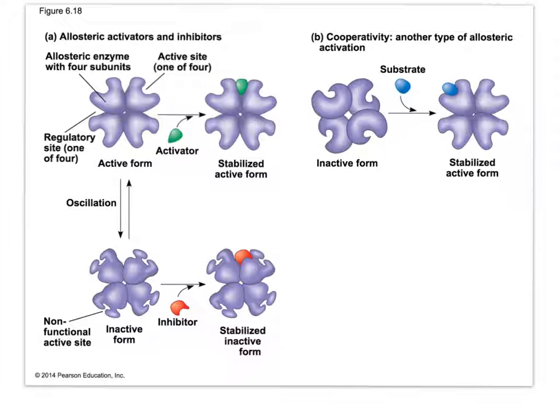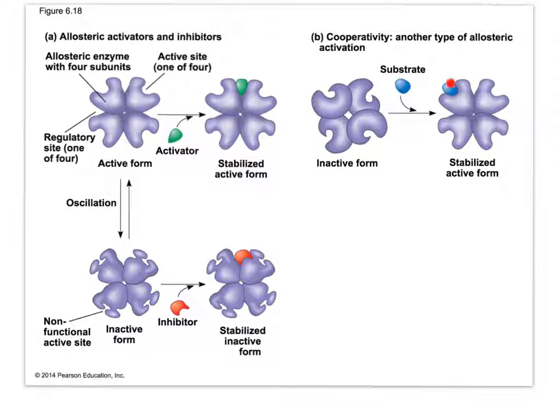Cooperation means 2 things working together, more than one thing working together, right? So in this case, the binding of one substrate to the active site stabilizes the active form of the enzyme and it becomes more active. All right? In this case, the substrate is the activator. Right? So what's going to happen?